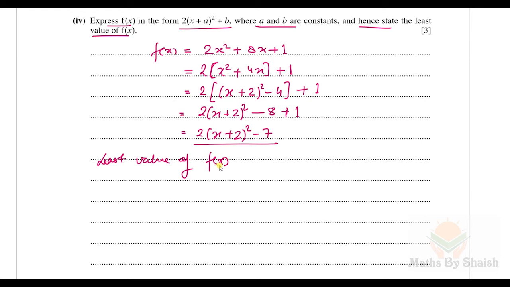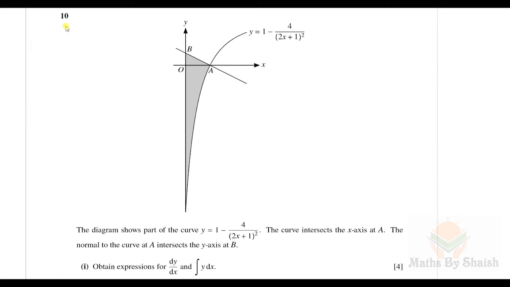Here's the 10th question, which is the last question of this paper. And the question is, the diagram shows part of the curve y is equal to 1 minus 4 over (2x plus 1) whole square. The curve intersects the x-axis at A, the normal to the curve at A intersects the y-axis at B. So, the first part is obtain expression for dy over dx and integration of y dx. So let's find out that first.